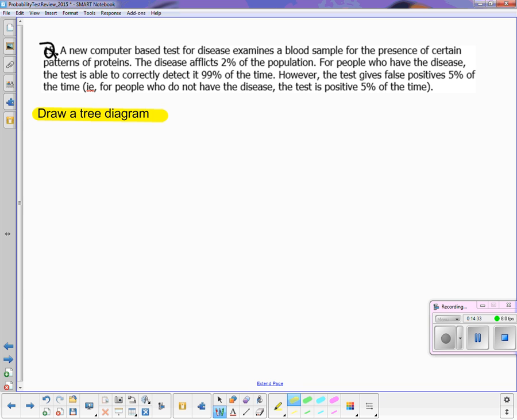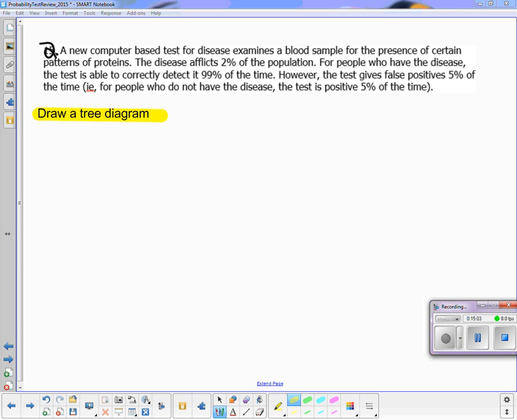So just make sure that you can read this problem and maybe you can ask yourself, why is a tree necessary here? Okay? And I'm going to give you a few minutes to actually draw it. So go ahead and work on that. What tells us in the problem it's a tree diagram? How do I know? There's multiple outcomes. There's more than one thing happening. We have some disease issues, and then we have the test issues, right?